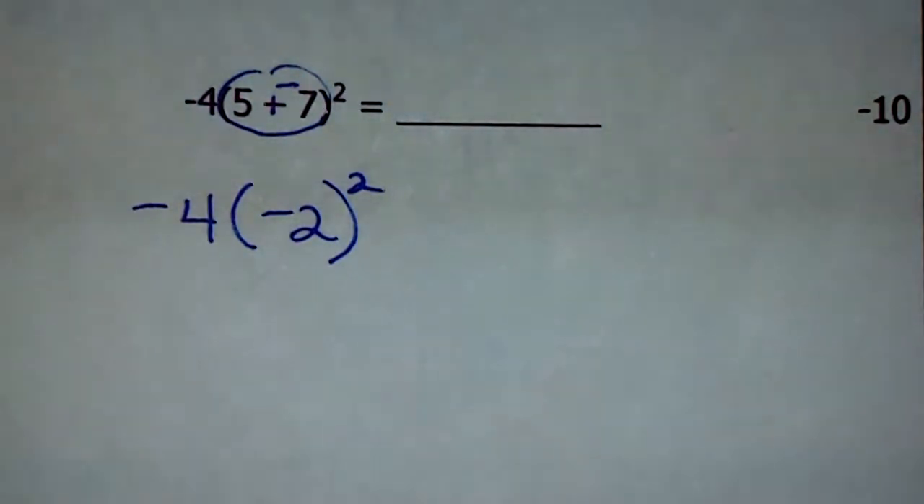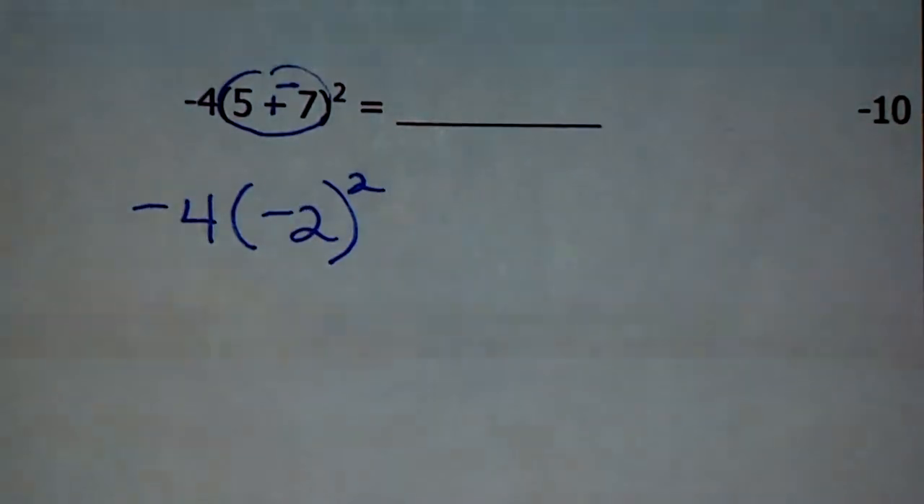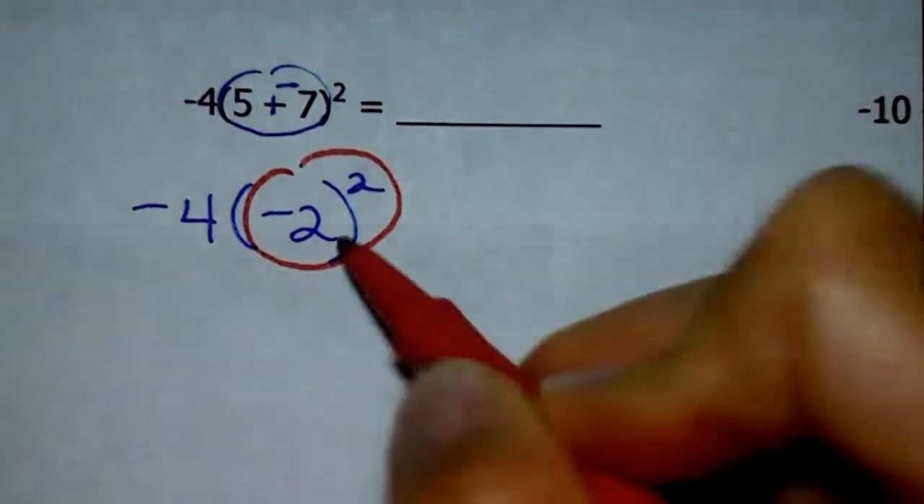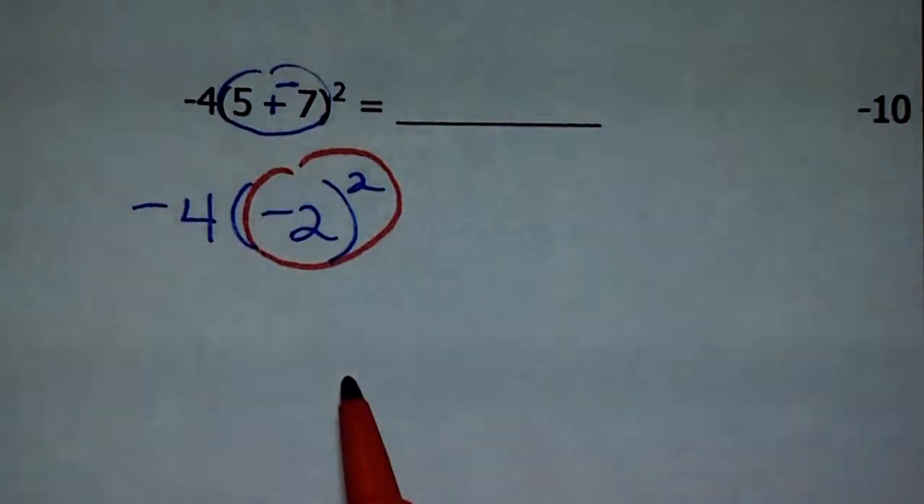Now step 2 says exponents, right? It doesn't say multiplication and division. Don't do negative 4 times negative 2. You can't do that. You have to take care of exponents first. And this exponent is attached to this negative 2. Okay?